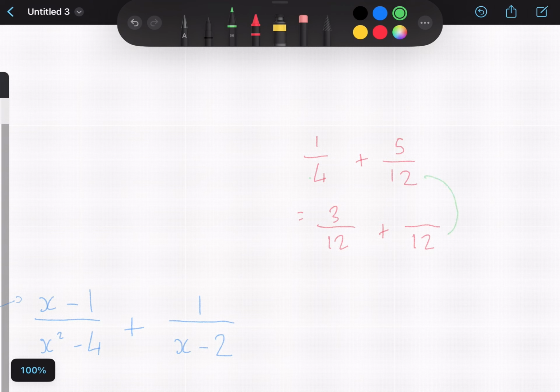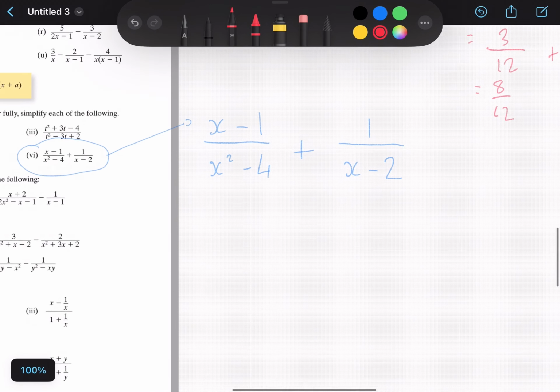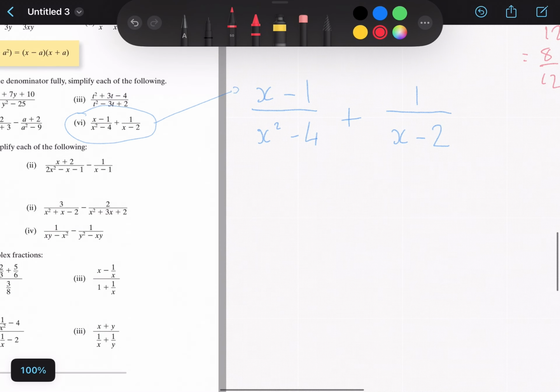What do I multiply 12 by to get 12? Well, I don't need to multiply that one. That one was already over 12, so I don't need to do anything with the 5. It is still just 5. So this is 8 over 12, and obviously you'd simplify that down. But I might refer back to that as I go through this first one here.